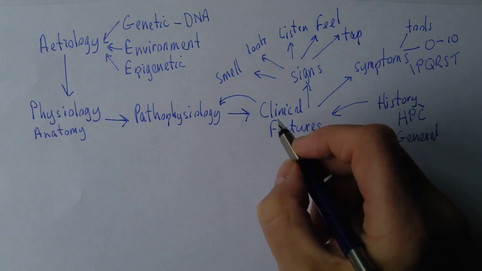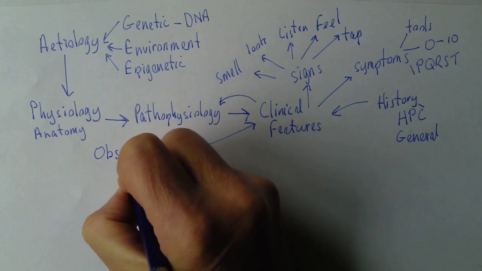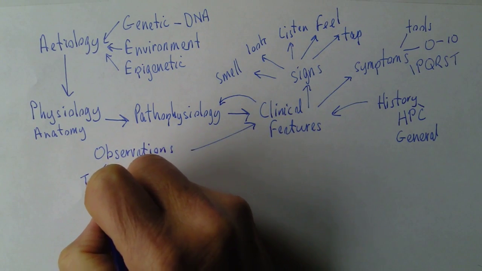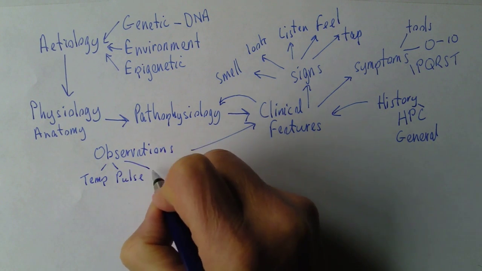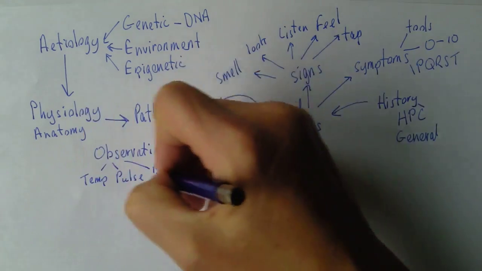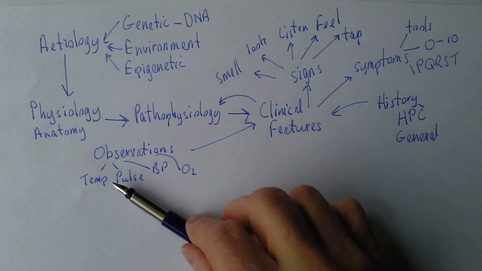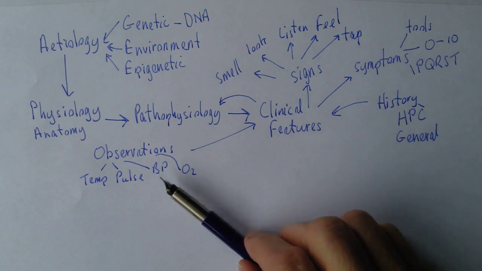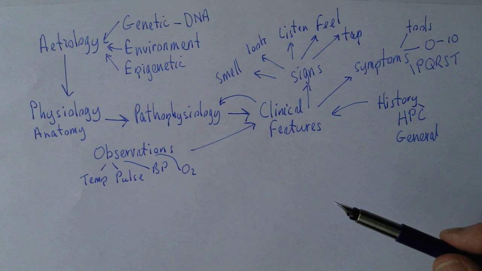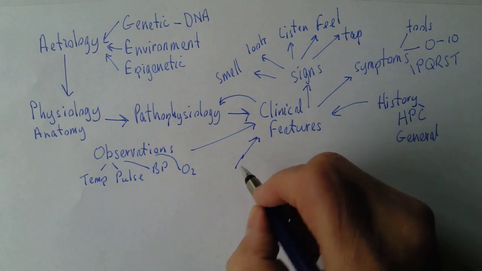And we can also carry out observations. So clinical features can be informed by our observations. So you might think of doing the patient's temperature, or their pulse, or their blood pressure, or their oxygen saturations, or whatever it is. Observations that we make, very often routine, but we know what the normal is, so we can recognise if there's variation from the normal. If there's variations from the normal, that will give us information about the clinical features, and from the clinical features we can infer what pathophysiology is going on. So there can be observations. And also we can get information from investigations.